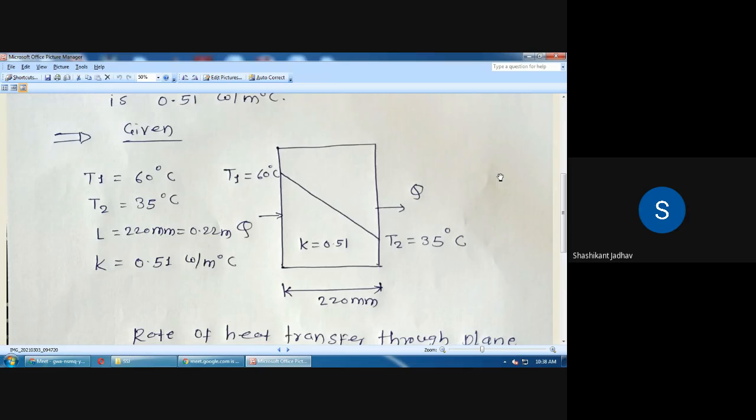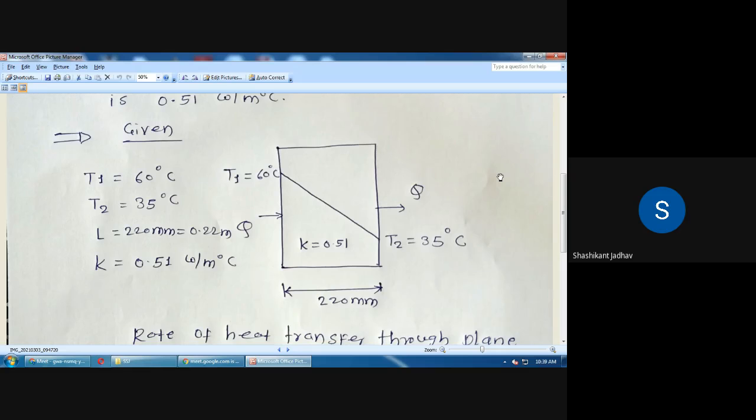Thickness is given as 220 mm, and the thermal conductivity of that brick is given as 0.51 watt per meter degree Celsius. So write down the given values also. T1 is equal to 60 degrees Celsius. T2 is equal to 35 degrees Celsius. L is equal to 220 mm, so we have to convert that into meter, so 0.22 meter. And thermal conductivity is 0.51 watt per meter degree Celsius.